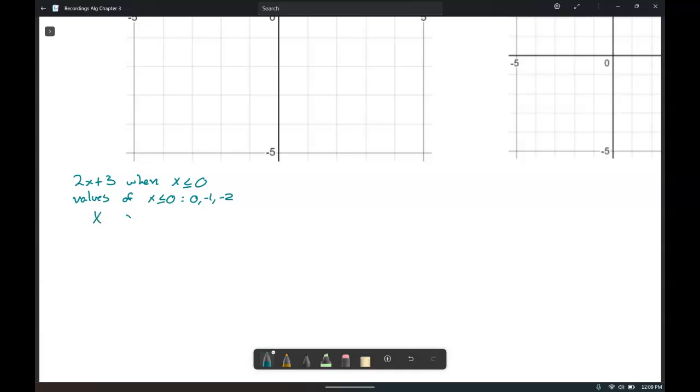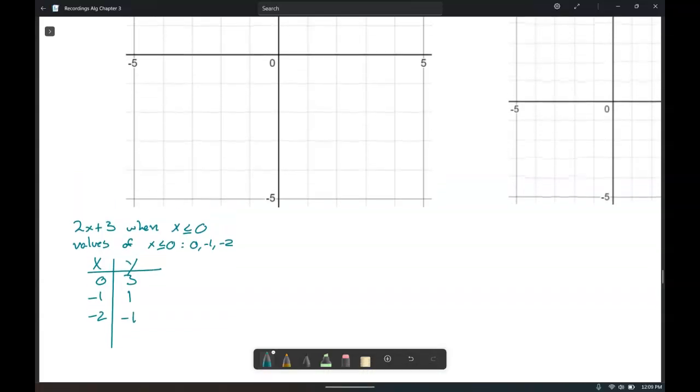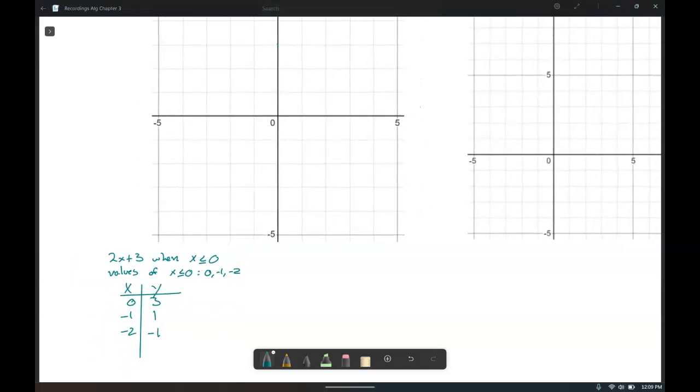So let's do an xy table. So 0, -1, -2. And when we substitute them in, 0 for x, -1 for x, and -2 for x, we get the points (0, 3), (-1, 1), and (-2, -1). So we can plot those points: (0, 3), (-1, 1), (-2, -1).